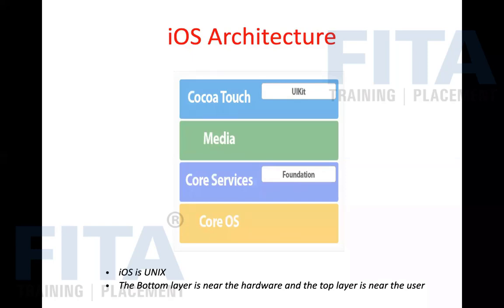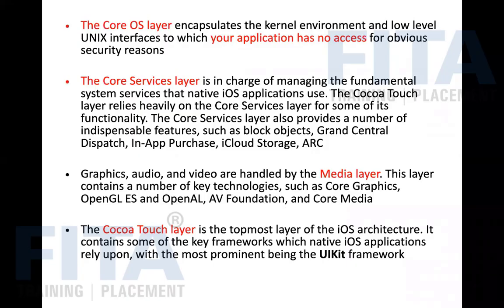On top of it, we have Core Services and then the Media layer. The Media layer is where the audio player, video player, everything comes under. And the topmost layer is Cocoa Touch. So this is the iOS architecture, a four-layered architecture. Okay, so let's see a simple definition of each layer.